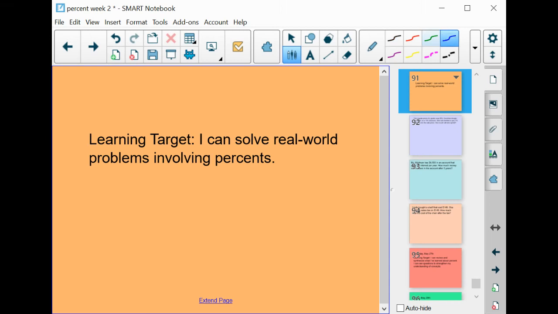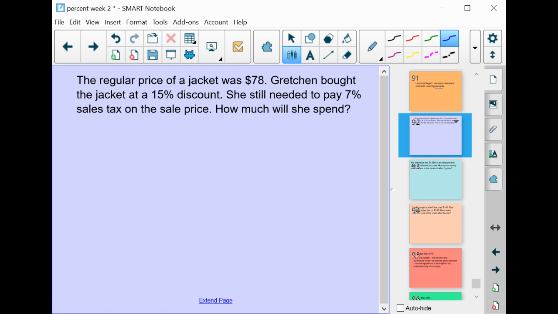Okay, our learning target for today is I can solve real world problems involving percents. So this is going to be kind of like a review of a couple of our last few days' learning targets about interest and tax, and we'll do some more review tomorrow as well. Okay, first one we're going to do is this.